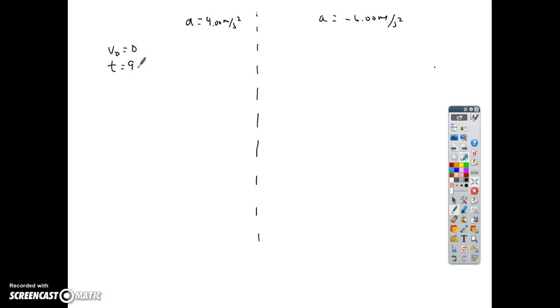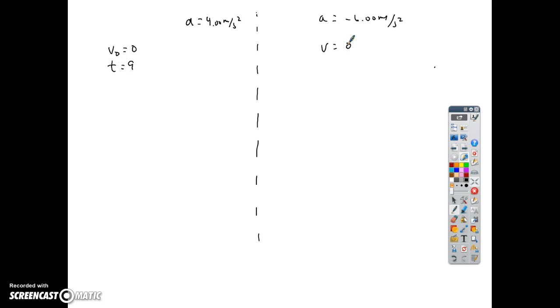He then slams on his brakes. Okay, so that's the first realm. And then 9.6 till he comes to rest. What do I know about rest then? And what does that mean? Which velocity? Final or initial? Final. So his final velocity over here is 0.